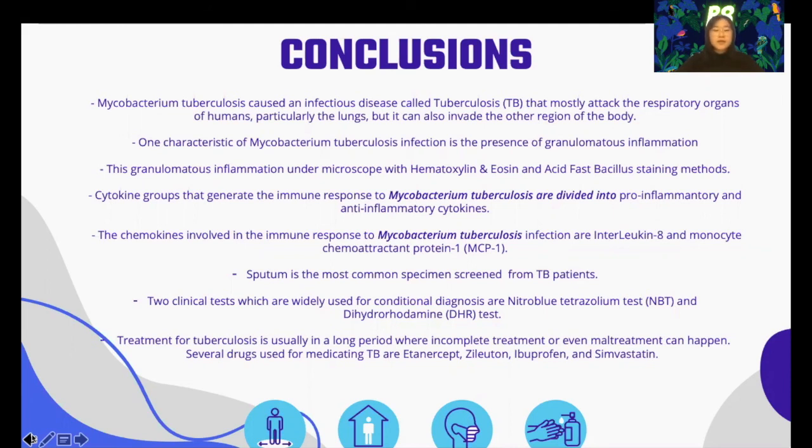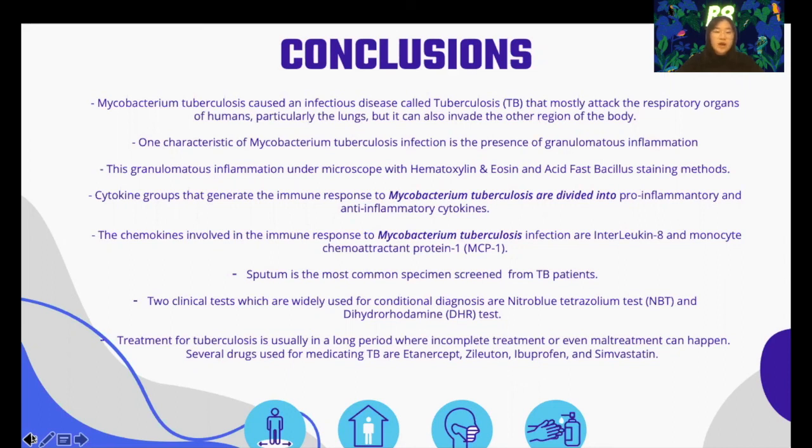So I will present to you the conclusion of our material, which is granulomatous inflammation in tuberculosis. So there are some important points about our materials. The first one, Mycobacterium tuberculosis, a bacteria from the Bacillus genus, caused an infectious disease called tuberculosis that mostly attacks the respiratory organs of humans, particularly the lungs, but it can also invade other regions of the body, such as the spine, lymph nodes, bones and joints, genitourinary system, and also the brain.